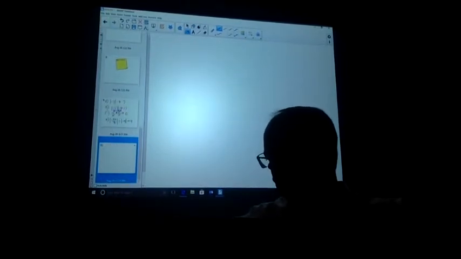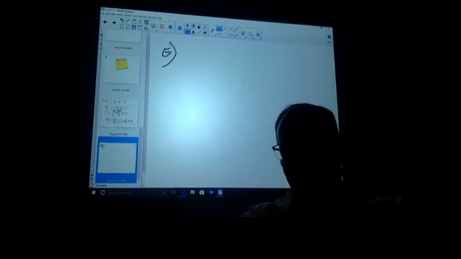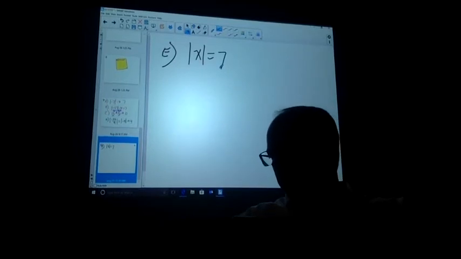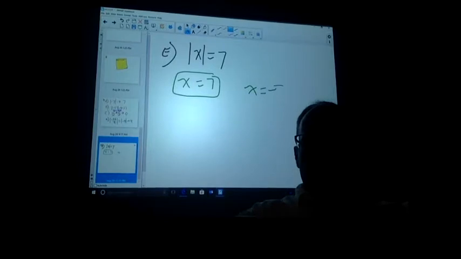All right. Letter E. Now we're starting to solve it. So I have the absolute value of x is equal to 7. That gives us 2 answers. We have this as our first one, and then this is our second one. Because remember, the absolute value is the distance from 0. So this is 7 from 0, and this is also 7 from 0. So we have 2 answers there.